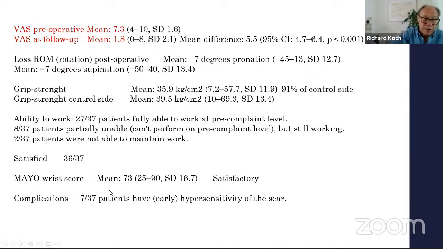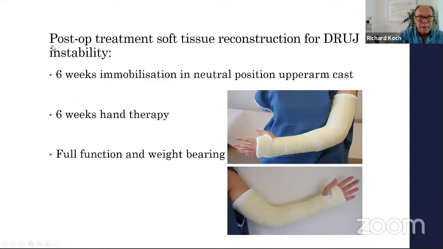The risk score is favorable, and I said here the complications is more that in the first year, people can complain of hypersensitivity of the scar. But we use this post-op treatment: 6 weeks immobilization in a neutral position in a long forearm, upper arm cast, 6 weeks thereafter of hand therapy, and from week 12, full function and weight bearing is permitted. So we see a lot of top golfers and top athletes, and they are all back after 3 months with full weight bearing.